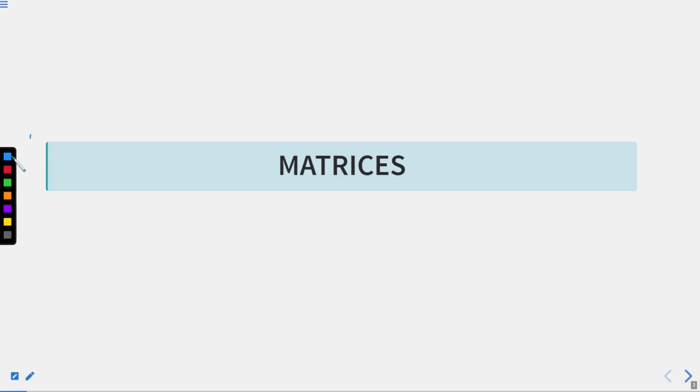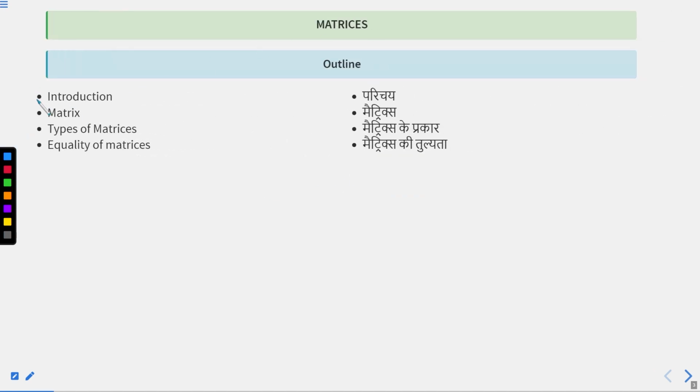In today's session, what we will be studying about is matrices. This is class 12, chapter 3, matrices. In today's session, we will be seeing the introduction. We will see what we mean by the term matrix, and we will see some types of matrices and then equality of matrices.